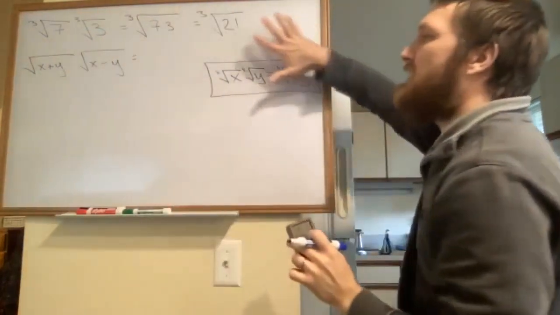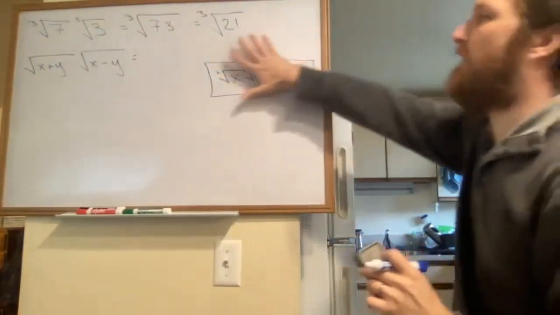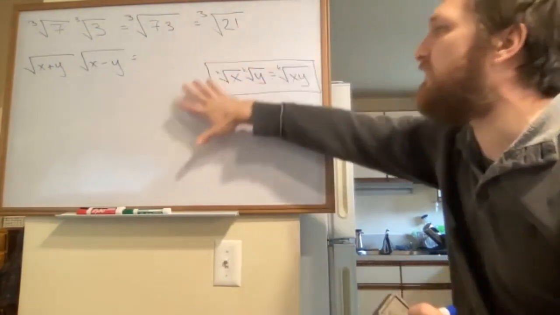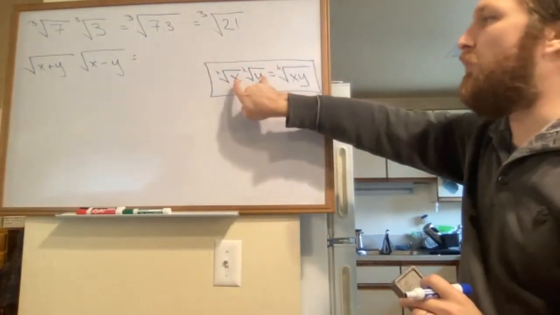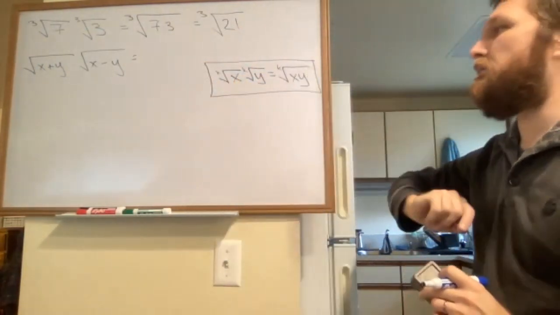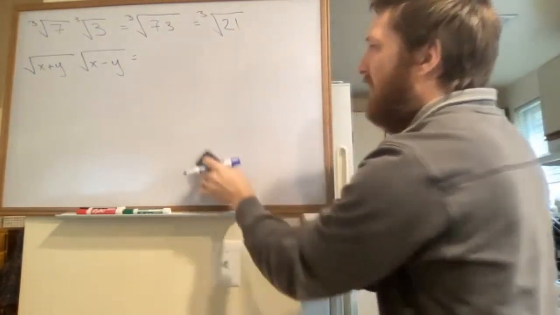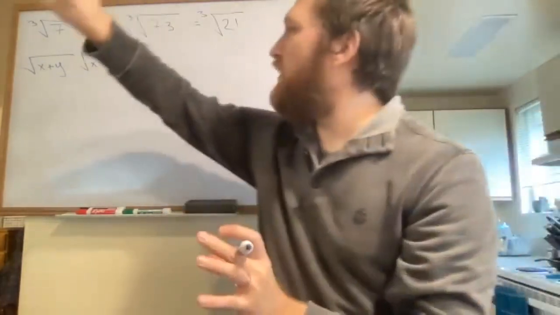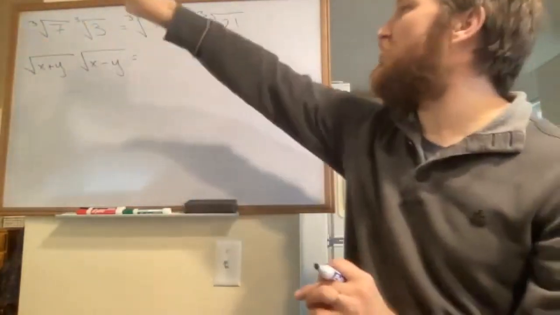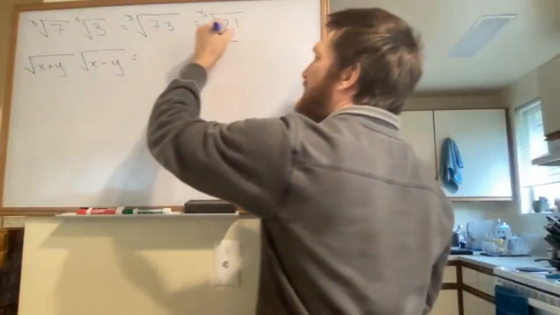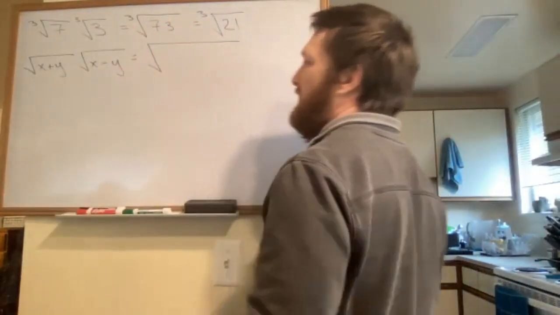I'm going to go ahead and erase this. We need to have this in our brains for the rest of our lives. So basically, the product of roots is a root of the product. Okay, so I'm going to erase this. All right. Now, the square root of something times the square root of something is the square root of what?